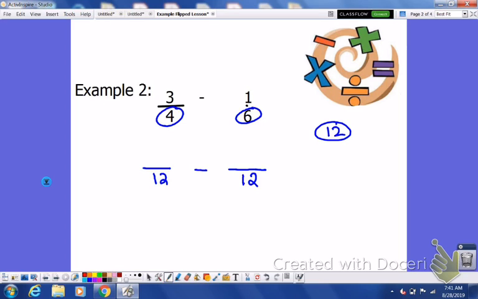So 4 into 12, we need to multiply by 3. Same thing for the numerator. 6 into 12, we need to multiply by 2. Again, same thing for the numerator. So that we now have 9/12 minus 2/12. And just a reminder, when we're adding and subtracting fractions, the denominator stays the same. And then 9 minus 2 gives us 7/12. We double check. That does not simplify any further. So our final answer would be 7/12.